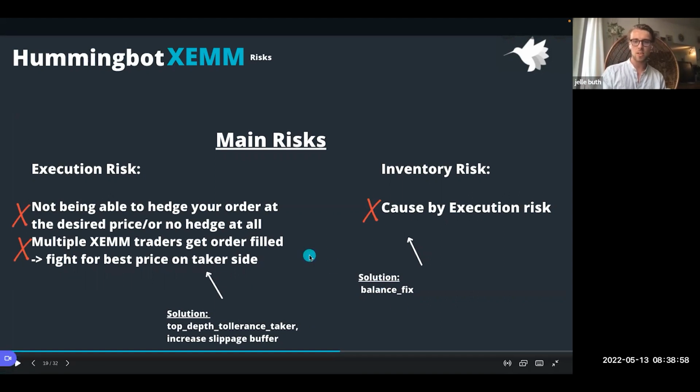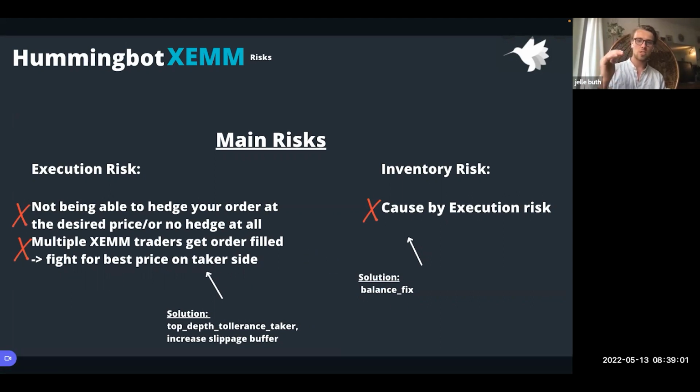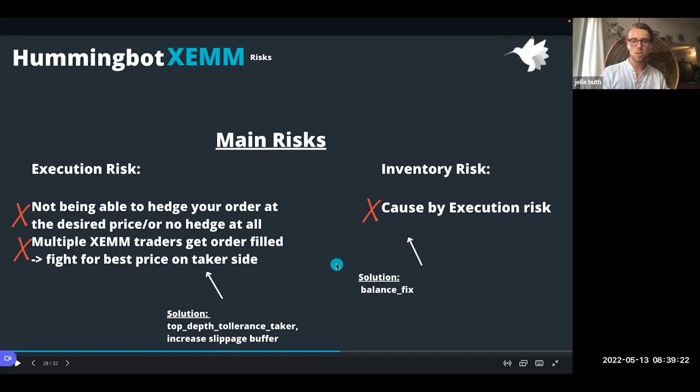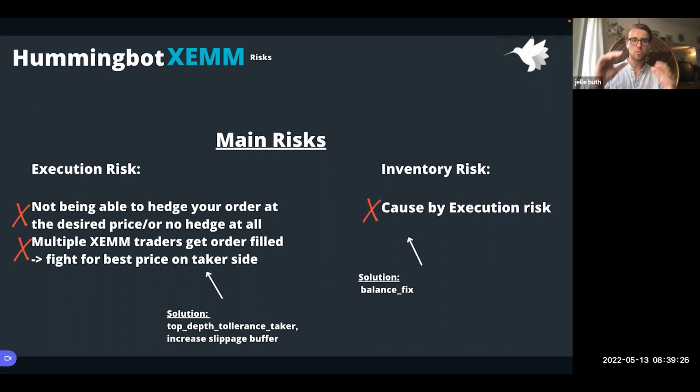And the second thing is inventory risk. Let's say your maker order is being filled, you buy, but we're not able to sell the asset on the taker exchange for whatever reason. This means that you just increase your position in an asset, and if the price goes down, you're effectively losing money, or you're trading at a negative delta P&L. So what I have included, and this is something that I will go into at the end, is a balance fixture which restores my balance to a specific target balance, and I'll talk about this a little bit later.